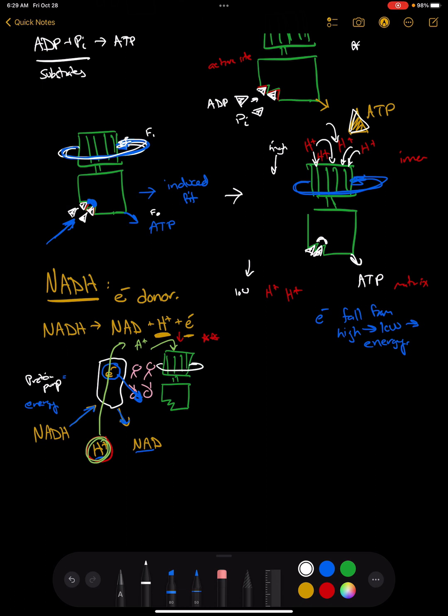This thing spins. He takes my 2 substrates, the ADP and the P. He hugs them together. That spits out ATP. Okay, that's it in a nutshell.